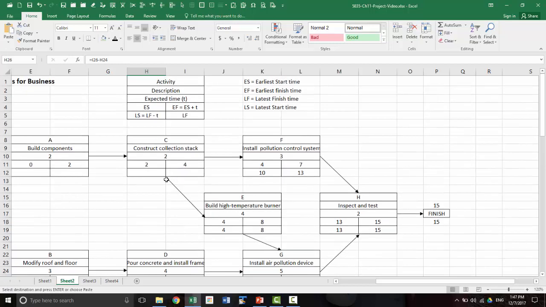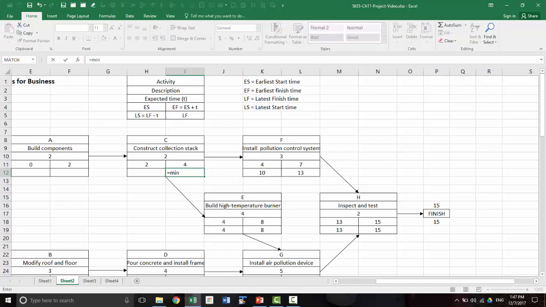Okay. So now C has two arrows going out. C must finish in such a way that F and E are able to start no later than the latest time by which those activities must begin. F cannot begin any later than 10, so C has to be done by 10. E cannot start any later than 4, so C must be done no later than 4. These are the two possible times, and the smaller of these two times is when C must be done. So we use the min function.